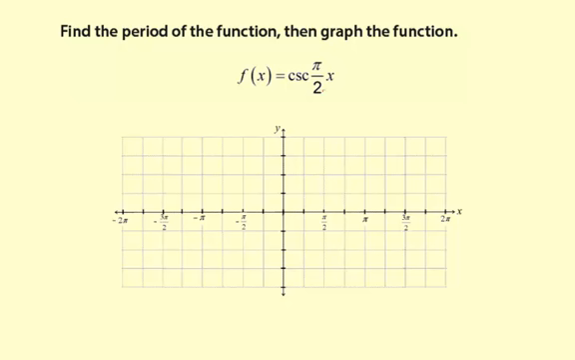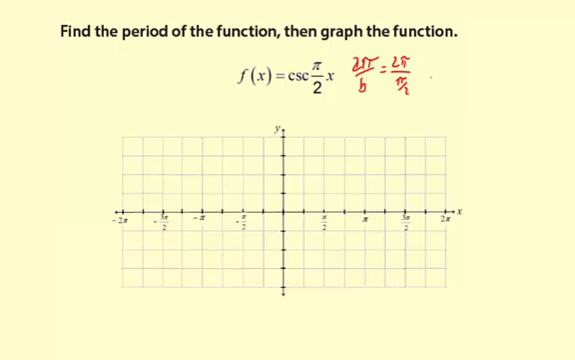F of x equals cosecant x and f of x equals sine x are reciprocals of each other. That means they both have the same period. So the parent sine function has a period of 2 pi. But to find the period of the sine function or the cosecant function, you can say the period is 2 pi over b. And the pi over 2 is the b. So it's going to be 2 pi over pi over 2.